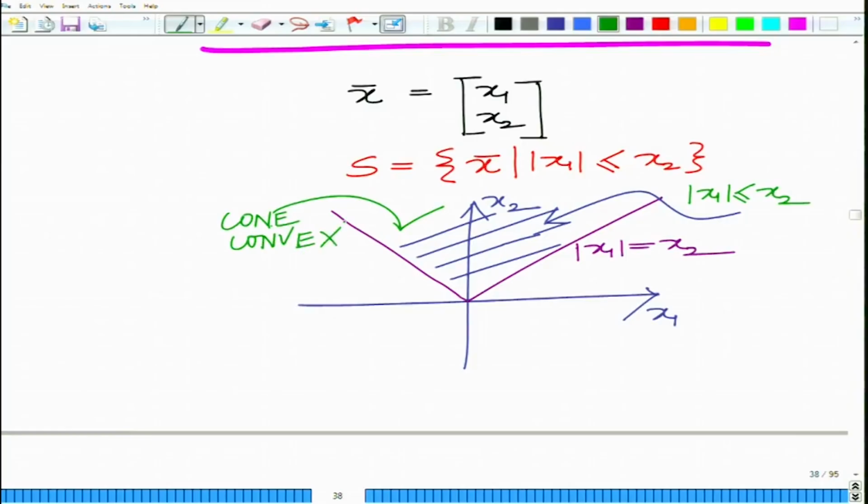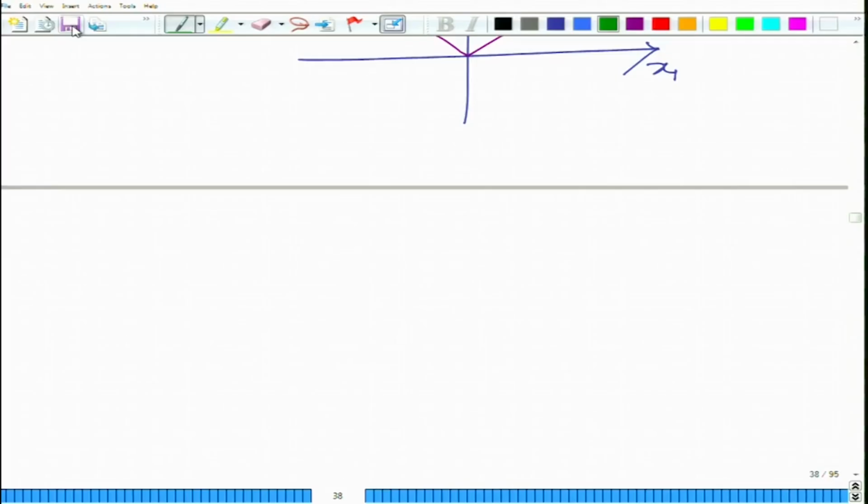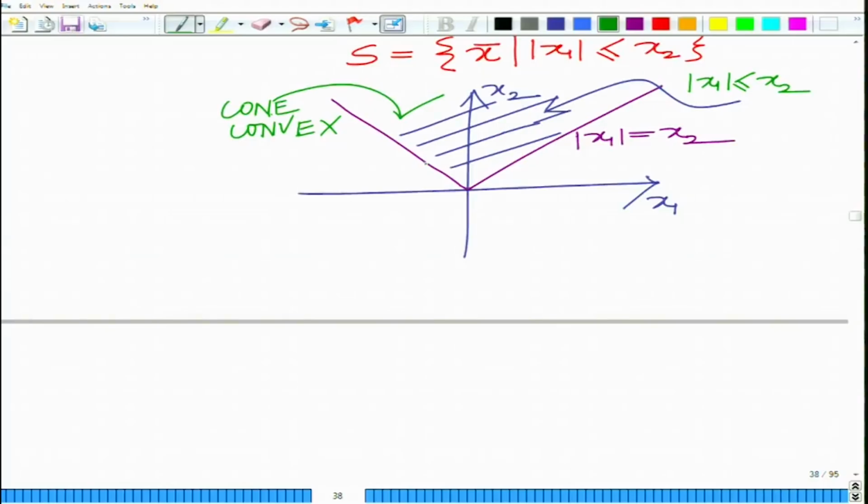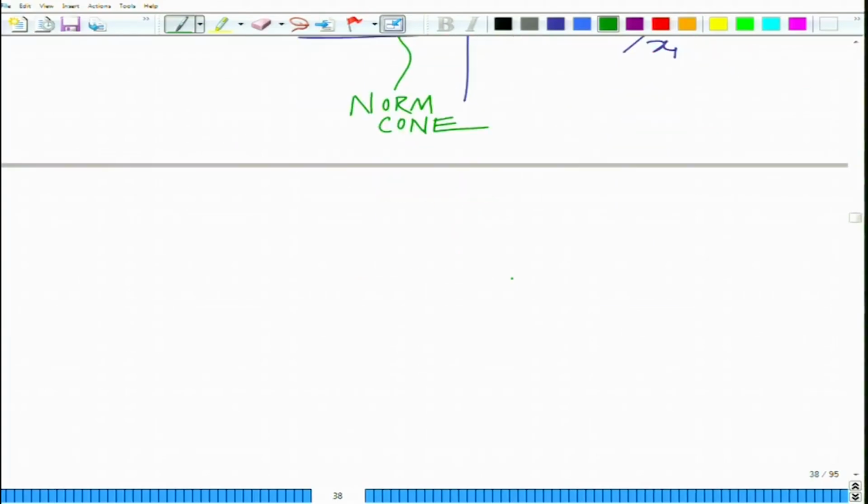So, this is termed simply as a cone or also a convex cone. It is a two-dimensional plane in which we are considering all the vectors such that magnitude of x1, that is the first coordinate, is less than or equal to x2. And this is a convex region. This is also termed as a norm cone, a convex cone or a norm cone.